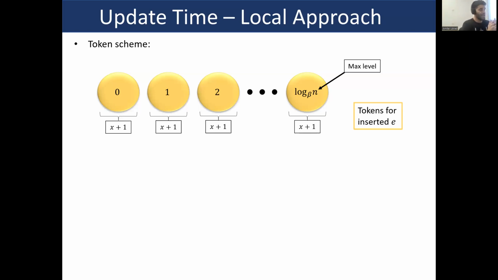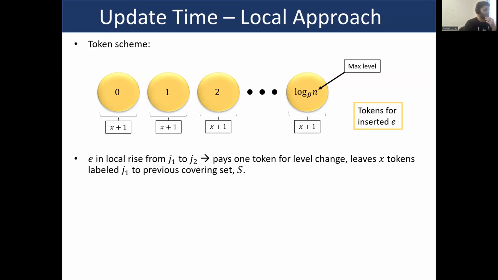This happens for each insertion. And once an element changes its level, we want it to pay 1 token. So if we prove that our token scheme doesn't run out of tokens, then the amortized number of element level changes is upper bounded by (x+1) times log base beta n, where x is just some constant. So we can show that the number of element level changes is order of log base beta n.